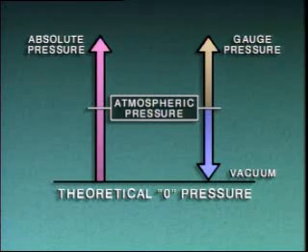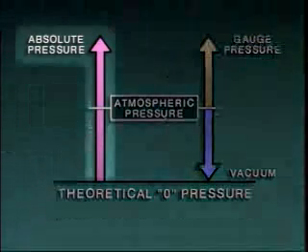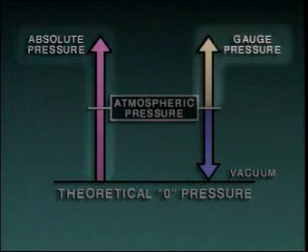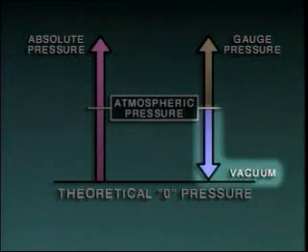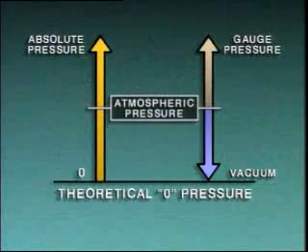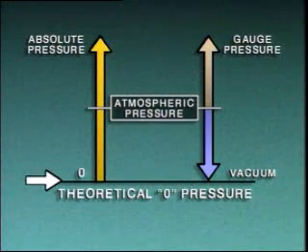Three scales commonly used for pressure measurements are the absolute pressure scale, the gauge pressure scale, and the vacuum scale. The absolute scale begins at theoretical zero pressure, a condition of no pressure and a total absence of air. A number of different devices can be used to measure pressure.